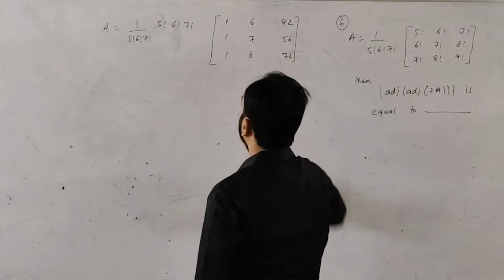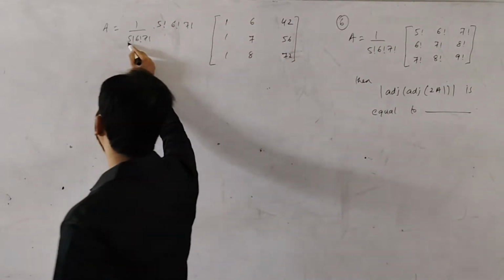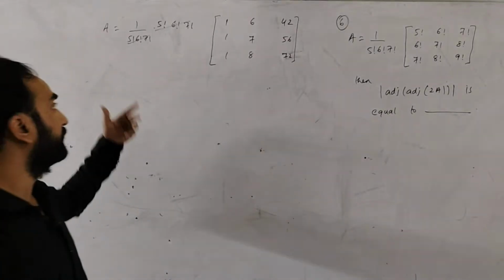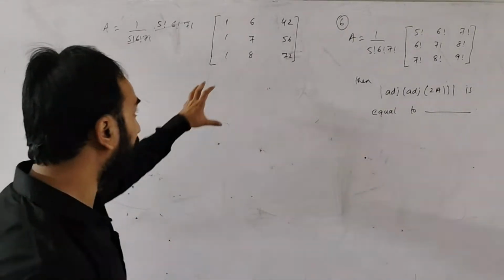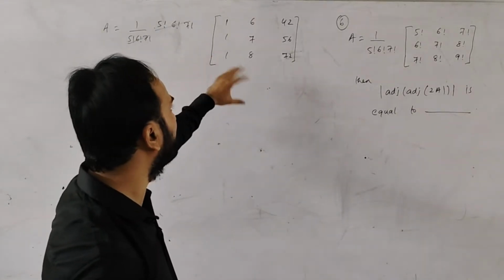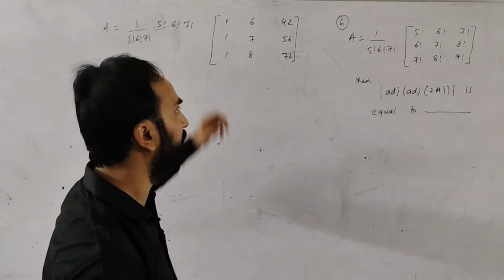Correct? Now this is a little bit simplified. Now we can cancel 5, 6 and 7 factorial, since numerator and denominator are the same thing. Now our focus should be here only. But you can find the determinant from here also, but it will be a little more calculative.